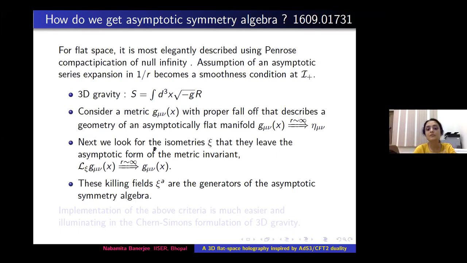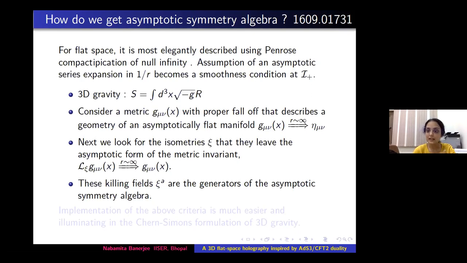And then you look for isometries such that they leave this asymptotic form invariant. Okay, so the isometry transformations of g_μν should still give you g_μν when you are going to large r. This is the demand that you put, and then you just need to find the vector fields, and their symmetry algebra is what gives you BMS. I mean, that symmetry algebra that you get out of this is what is known as BMS.